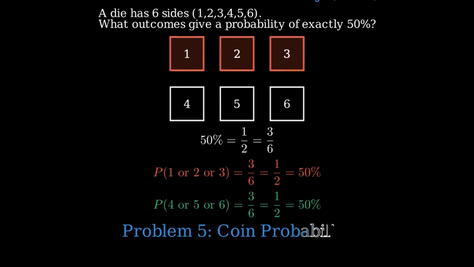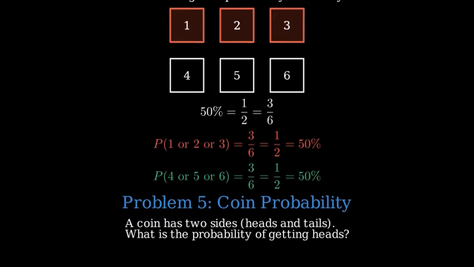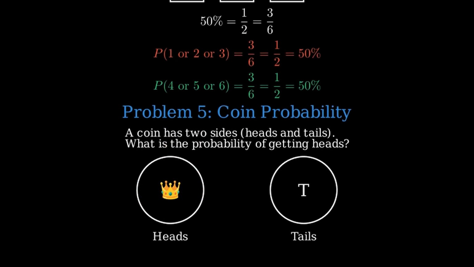Let's move on to problem 5, which is about coin probabilities. A coin has 2 sides, heads and tails. What is the probability of getting heads when you flip the coin?